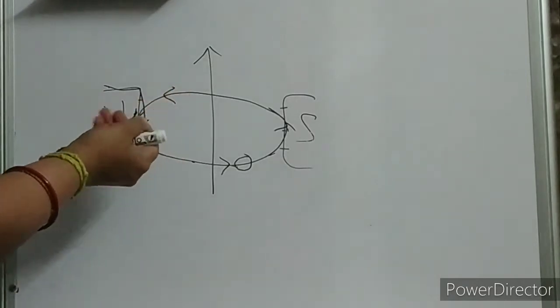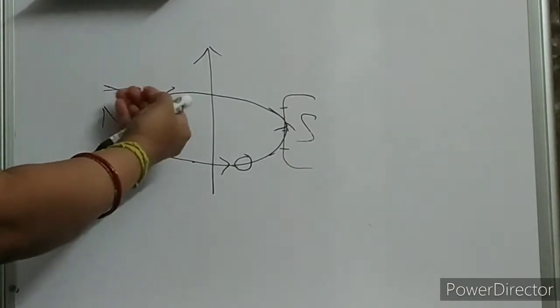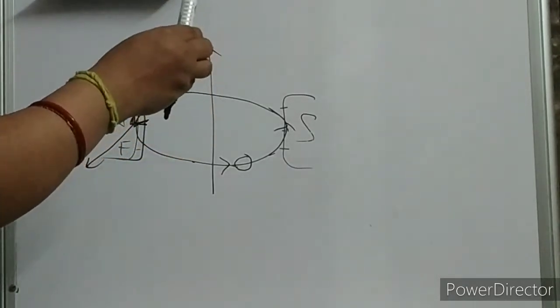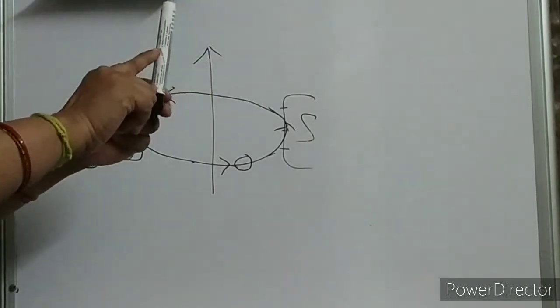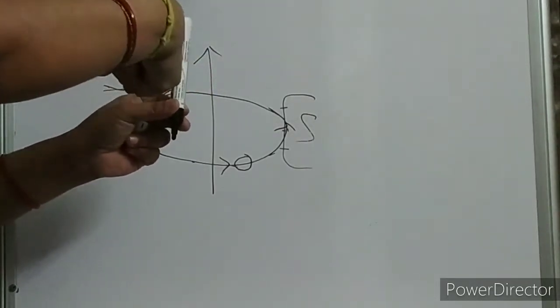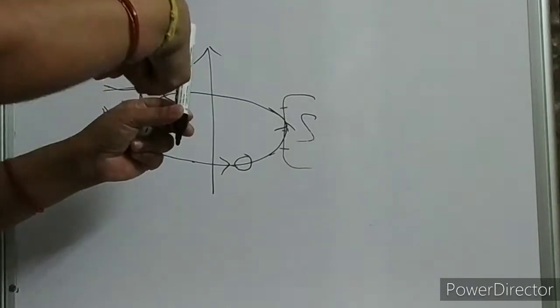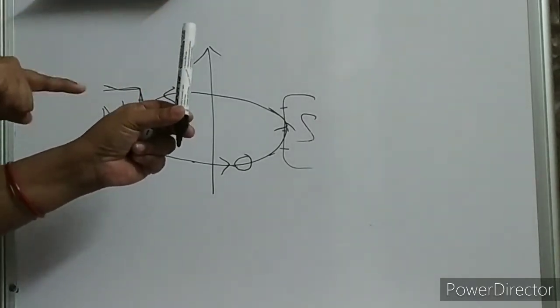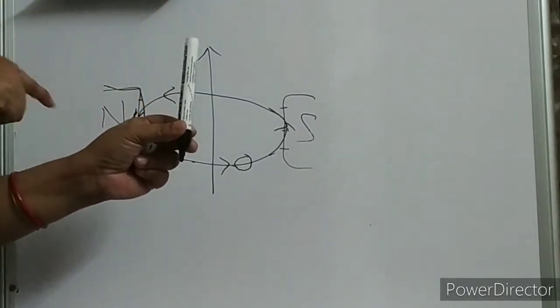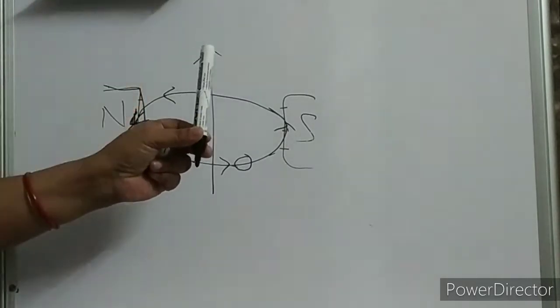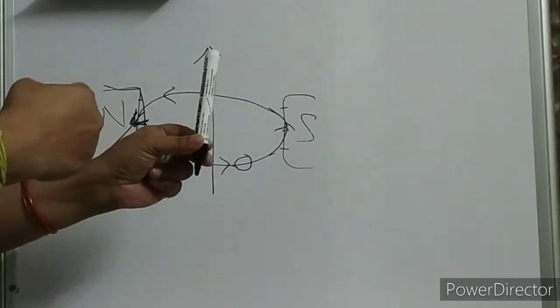At this point, please imagine children, at this point current is flowing like this. So this is the current carrying conductor. At this point, your direction of force. So at this point, this is the arrow direction. So now force direction is this. That means it is out of the board.